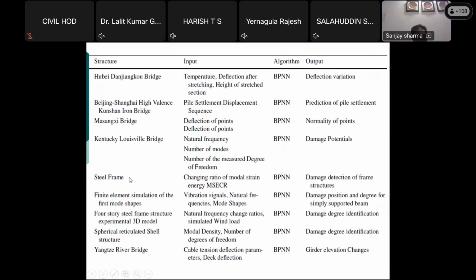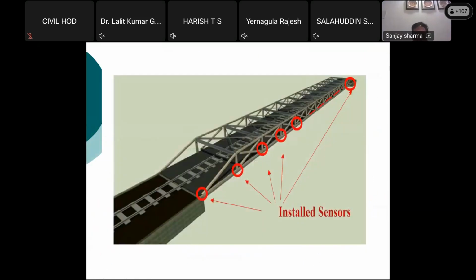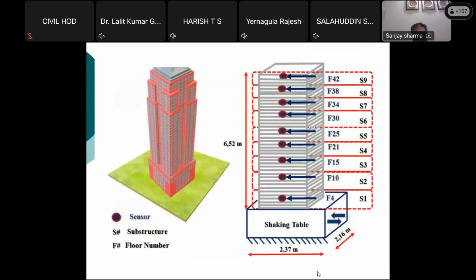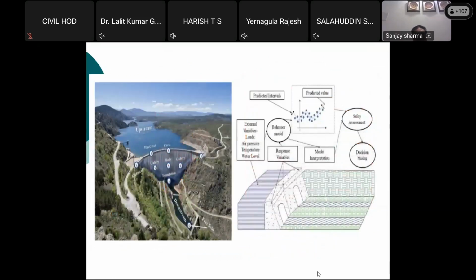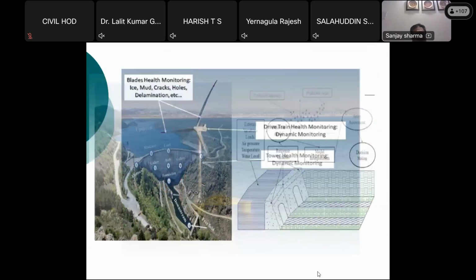Then use your modeling, your techniques, whatever method you are going to select, and from that predict what output you are going to get, so that you can analyze it further. This is again a picture showing sensors, and this is the model, used in different stories, like where earthquake effects used to be studied, for your bridges and all that also.